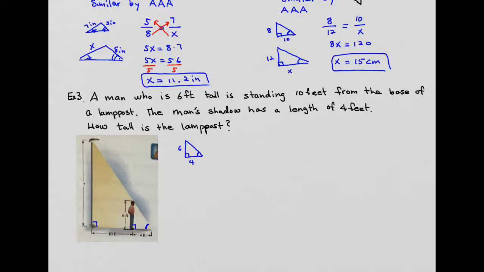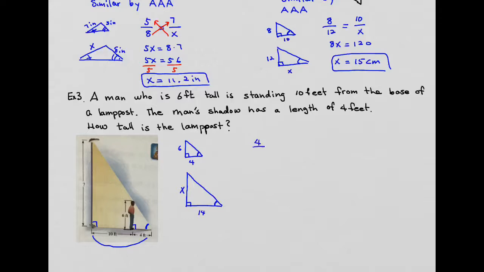If I wanted to use the lamppost triangle, this is a right triangle and that's the same point. This is going to be 14 feet this time because you need to add 10 and 4. And the height is something that you don't know. So using this, you should be able to find the measurement of something that you are not able to measure.